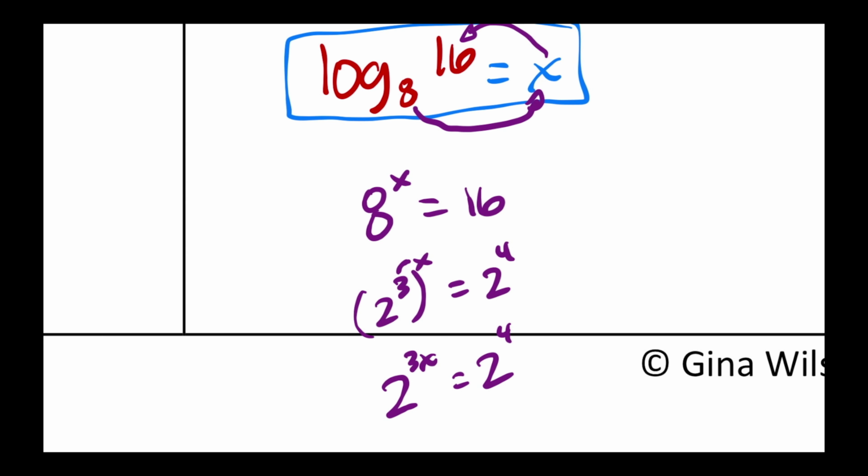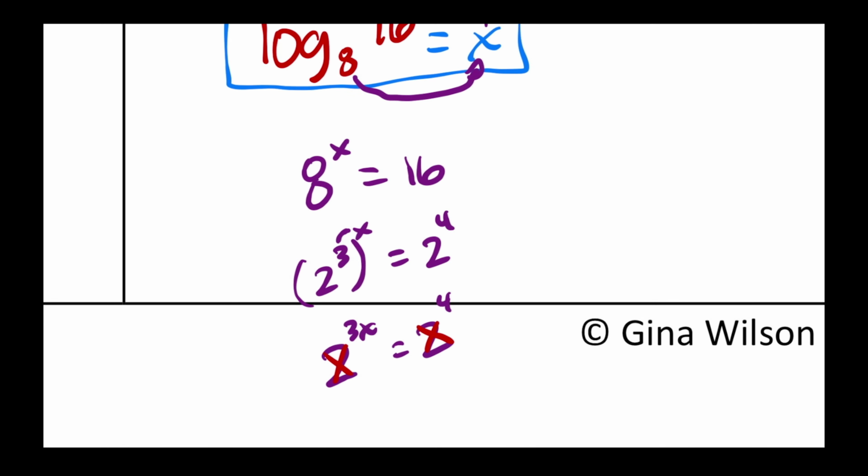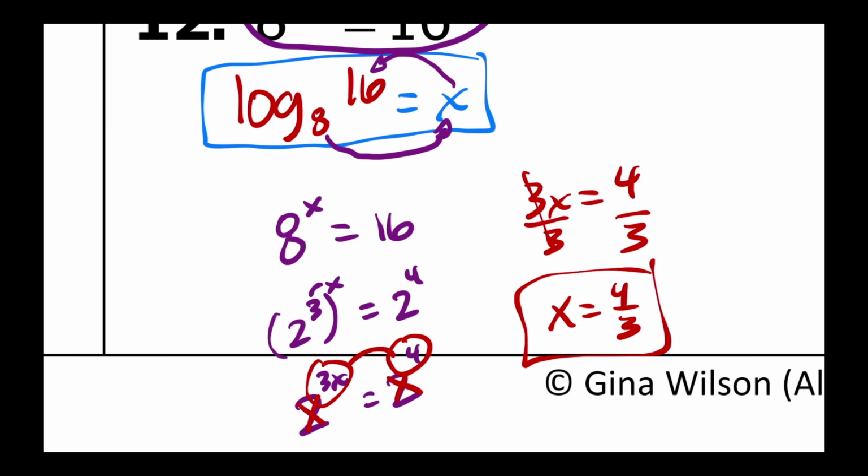Now that I have both bases the same, guess what I can do? I can drop the base and just set the exponents equal to each other. So 3x should equal 4. And if I want to solve for x, I just divide both sides by 3, and I get x equals 4/3. So that's the exponent I need, and that's our answer, right? 4/3. So 8 to this power will give me 16.